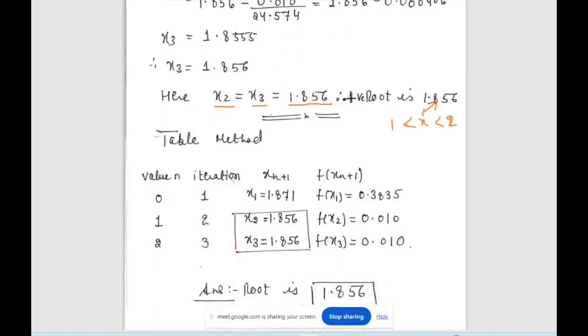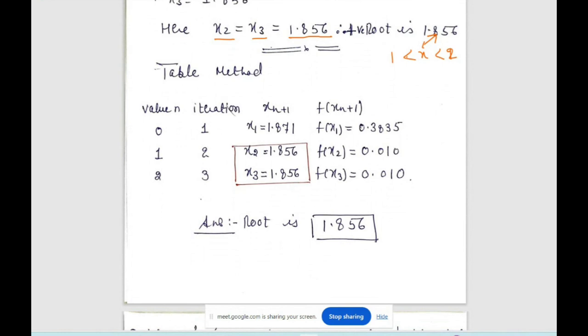Now here is one good thing, you can also use the same calculation in a tabular method. In the tabular method, you have to write these steps. In the first step, just make a column for iteration, at what iteration you are continuing the question, then x n plus 1 and f of x n plus 1, these are the calculations. If you are putting n equals 0, obviously the iteration will be 1.